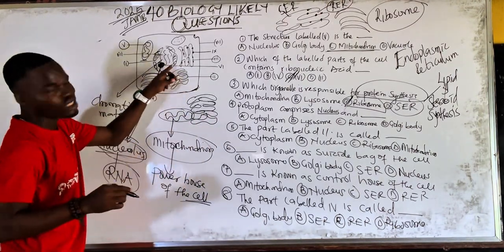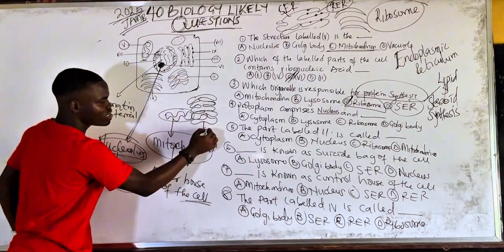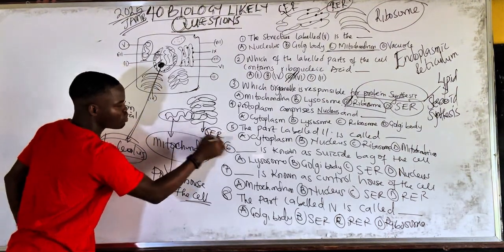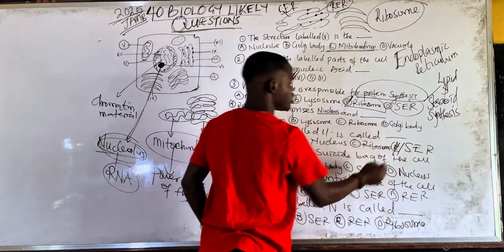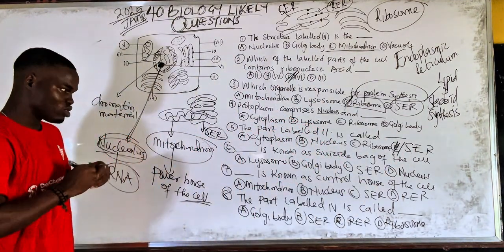And there's no encrusted thing. So that means this one is the smooth endoplasmic reticulum. Okay, smooth endoplasmic reticulum. So that's option D. Alright, that is so easy.